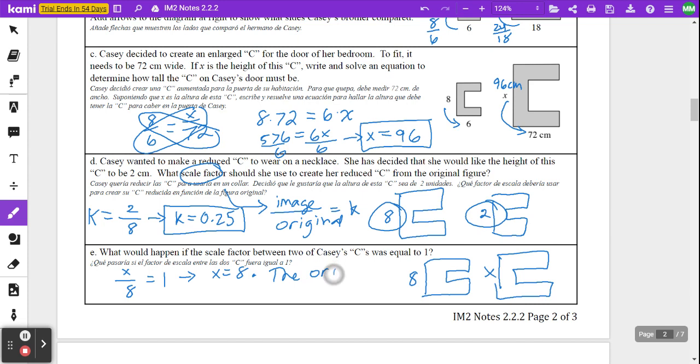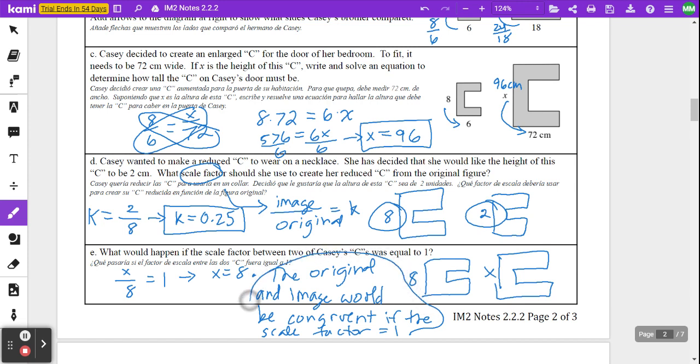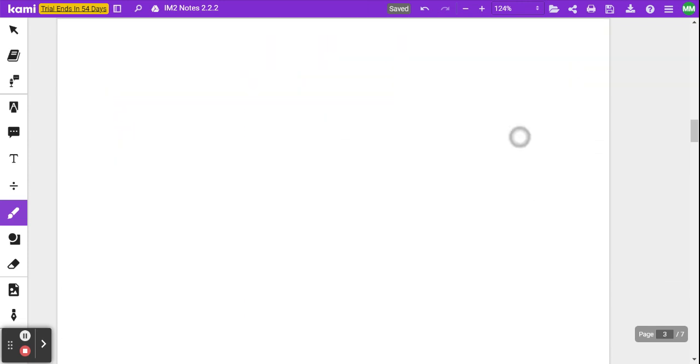The original and image would be congruent if the scale factor equaled 1. Okay, let's continue.